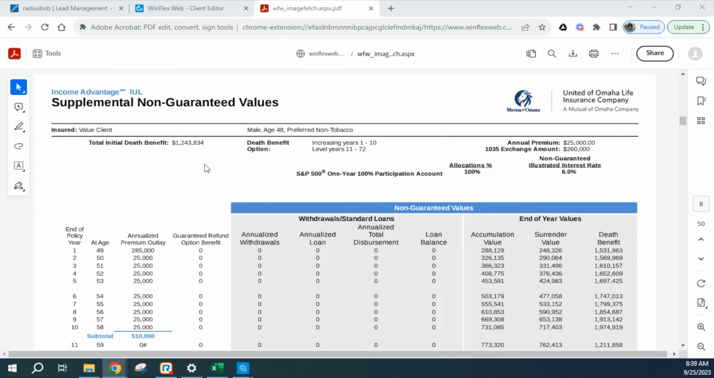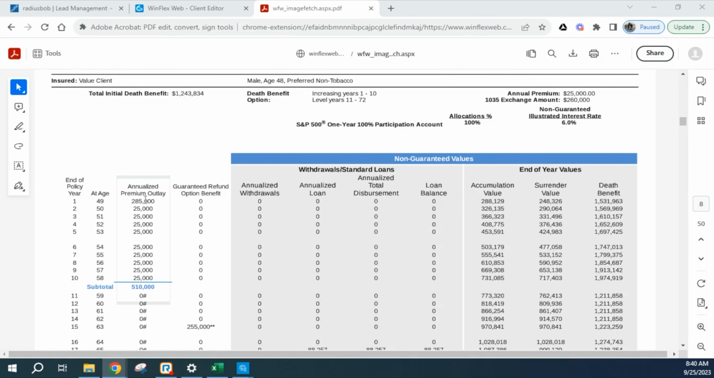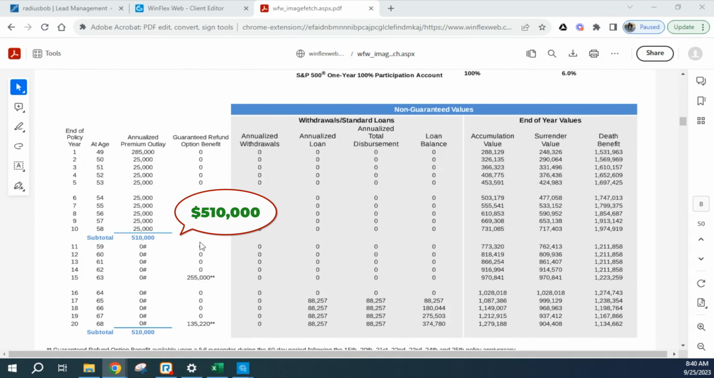So this is an index universal life that we're using here, and we're using an average rate of return of 6%. This product here with Mutual of Omaha actually has a current cap of 10%, so the client could have higher returns, could have lower returns as well, but we're just using an average of 6% for all years inside the policy. So you can see the first year, the $25,000 plus the $260,000 coming over. Then we're going to pay premiums for 10 years with a total cost basis inside of the policy of $510,000.